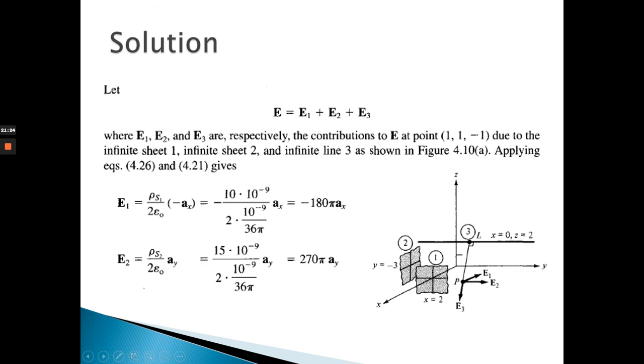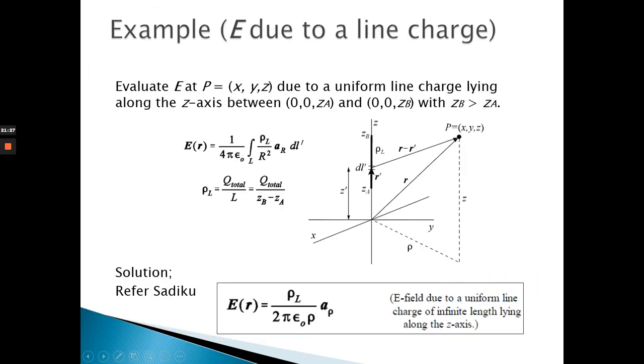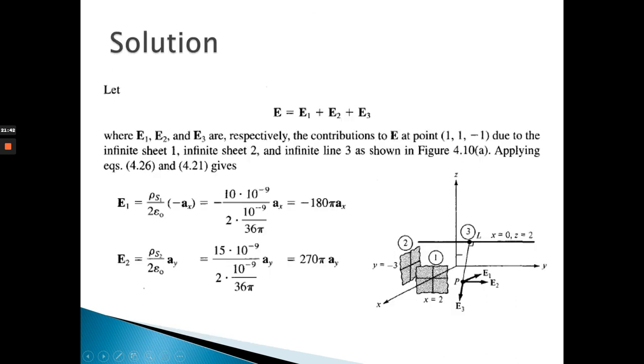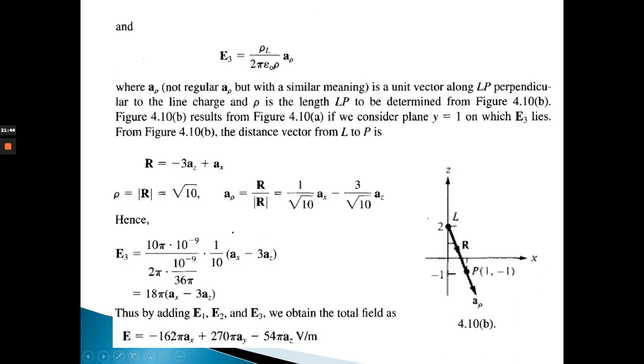Now the next challenge is to find out our E3, which is a line charge, which seems a little bit harder, we need to find out so many things. Rho L is given. We need to find the rho, which is important, and a rho also. So here we try to find it. So E3 is equal to rho L divided by twice pi epsilon naught rho, a rho. These two are similar, but this is different. This is charge density. Remember this one.